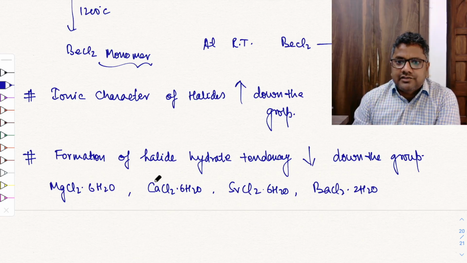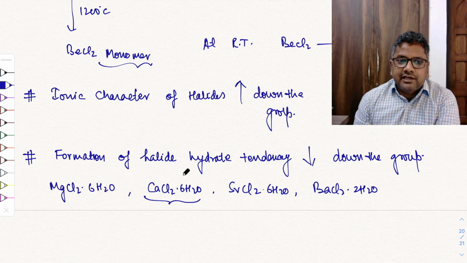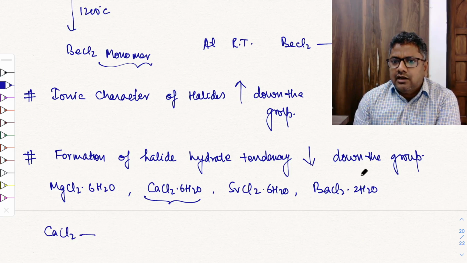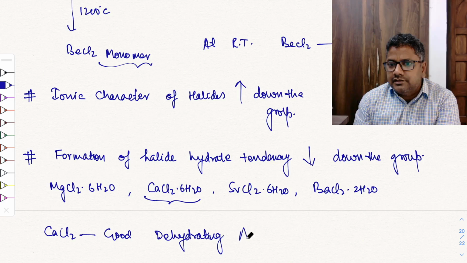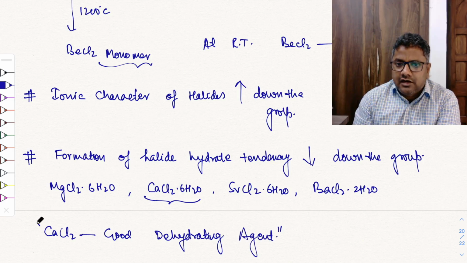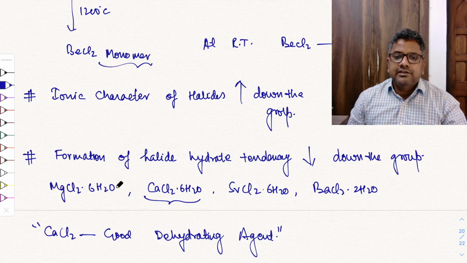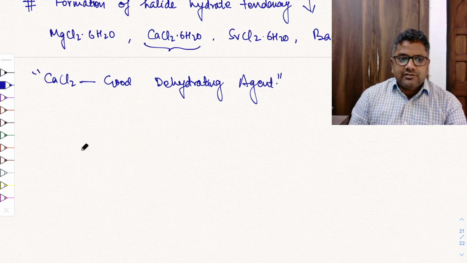And calcium chloride has a strong affinity for water. This is the reason why this is used as a dehydrating agent. So calcium chloride is a good dehydrating agent, although all can be used as dehydrating agents. Out of all, calcium chloride is a very good dehydrating agent, right, because it has the greatest affinity to form bonds with water molecules.